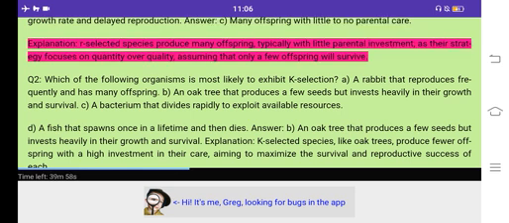Explanation. R-selected species produce many offspring, typically with little parental investment, as their strategy focuses on quantity over quality, assuming that only a few offspring will survive.